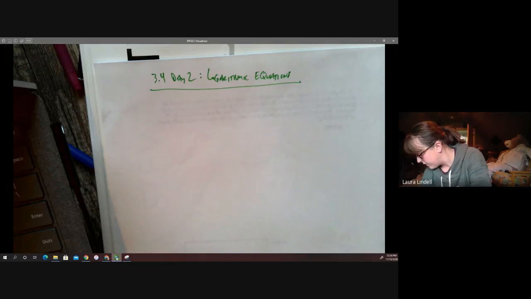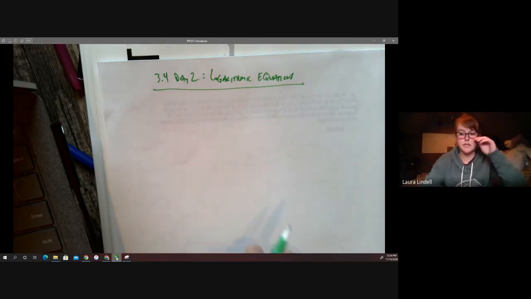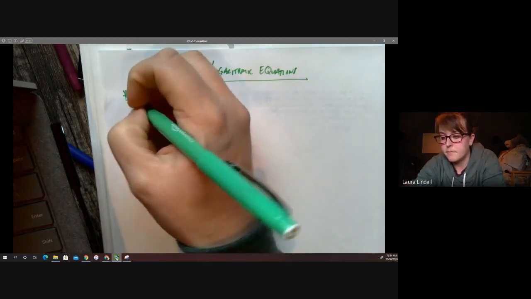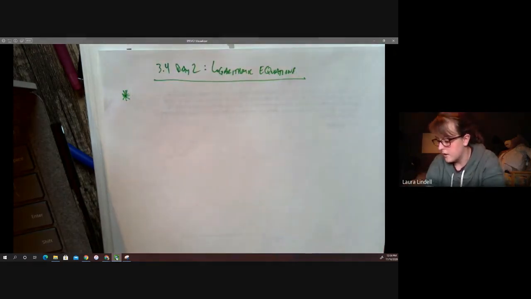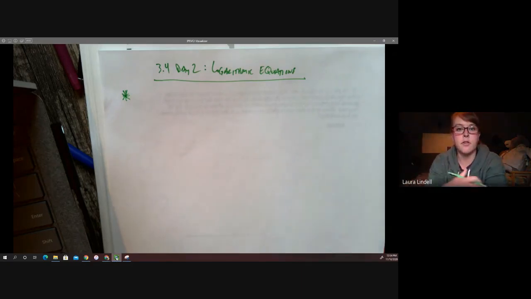Okay. So there are some basic strategies that you can use to solve logarithmic equations. Some things we want to be aware of ahead of time. First thing, important: if there's more than one logarithm, put all the logs on one side and all the other stuff on the other side.